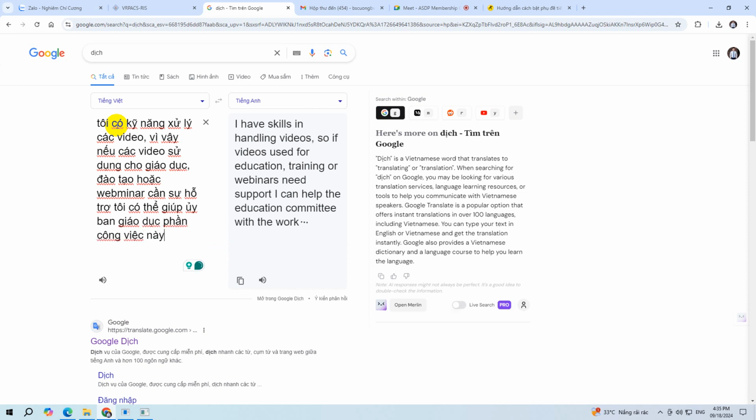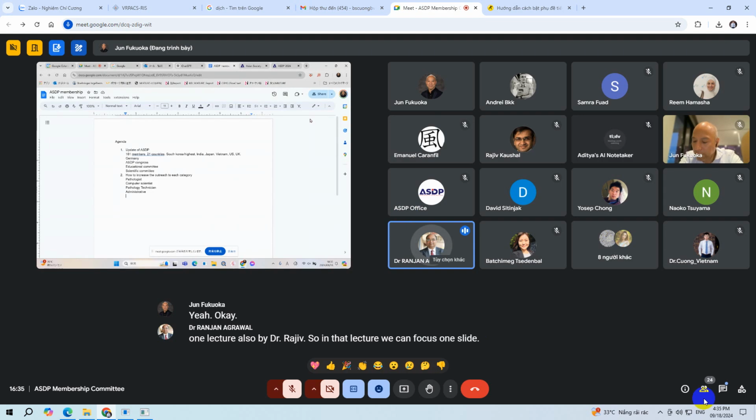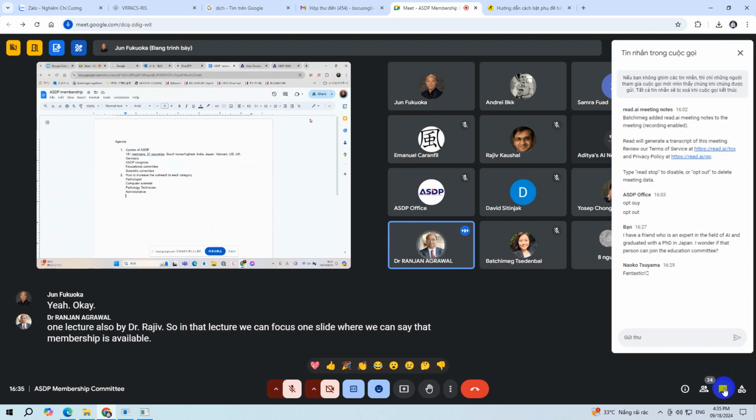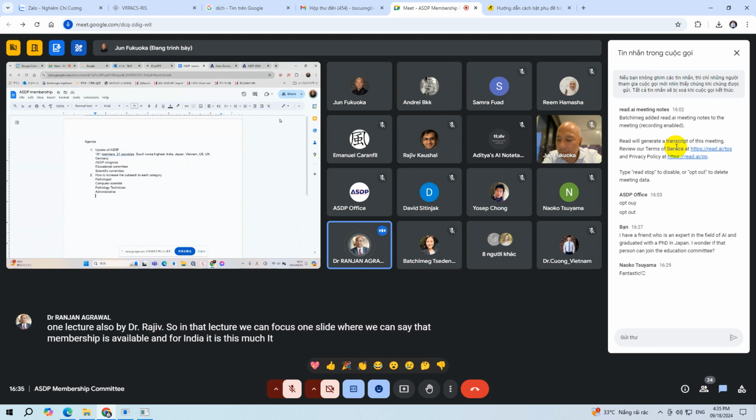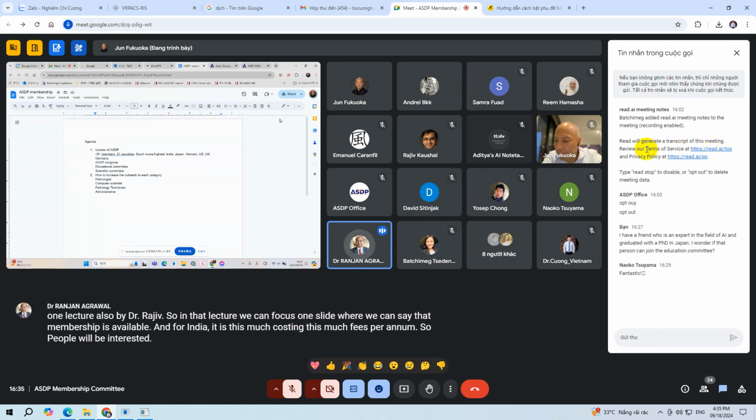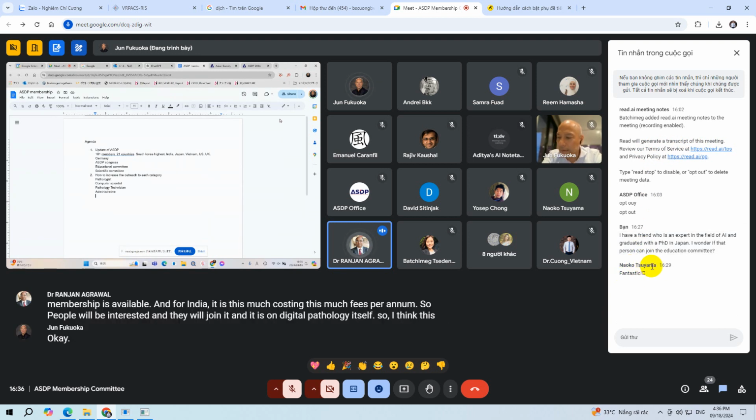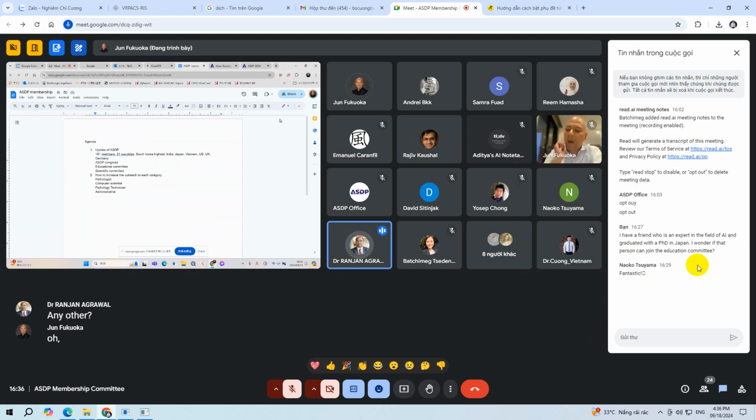So these are the points. And we have one lecture also by Dr. Rajiv. In that lecture, we can focus one slide where we can say that membership is available, and for India it is this much fees per annum. So people will be interested and they will join. And it is on digital pathology itself. So I think this is how I plan it out. Any other proposal, let me know. We'll float that idea as well.